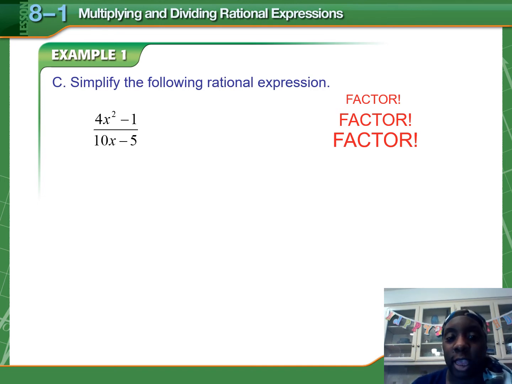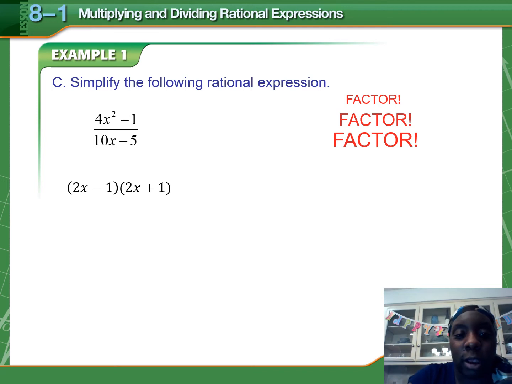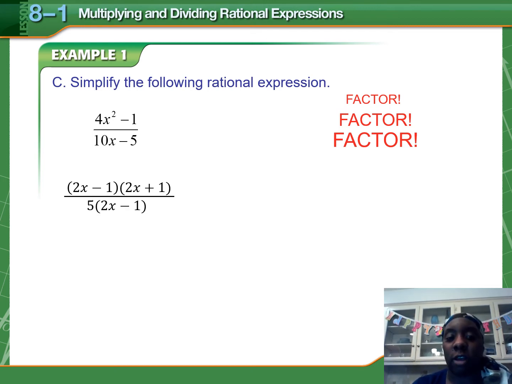All right, so now if you look at C, it's still a difference of squares because 4 is a perfect square and 1 is too. So we should see 2x minus 1 and 2x plus 1 in our numerator. And as for our denominator, 5 can be factored out. And so there you go, because 5 times 2x is 10x and 5 times 1 is 5. I see a 2x minus 1 and a 2x minus 1 in numerator and denominator. So look what I have. All right, next.